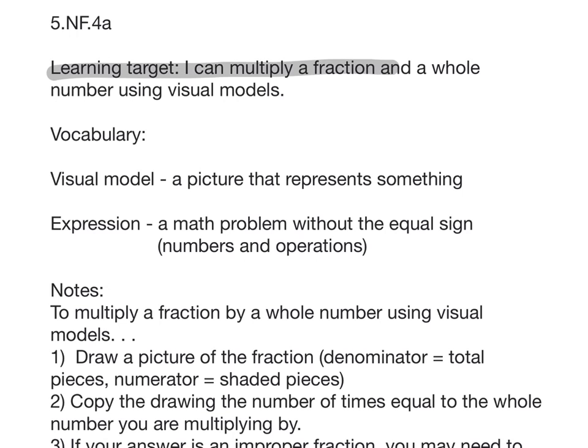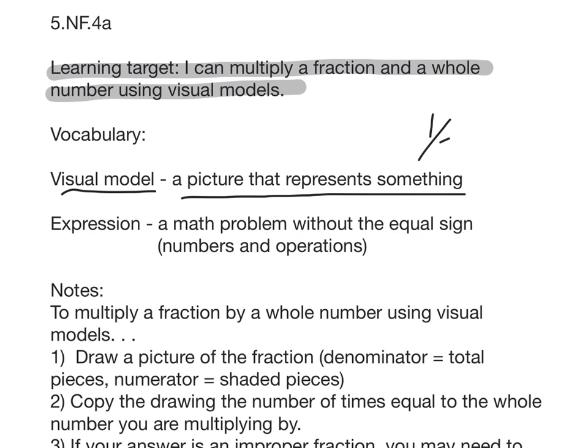You're going to multiply a fraction and a whole number using visual models, so we better understand what a visual model is. It's a picture that represents something. A visual model for 1/2 is this. Visual means something you can see. Model is an object that represents something.